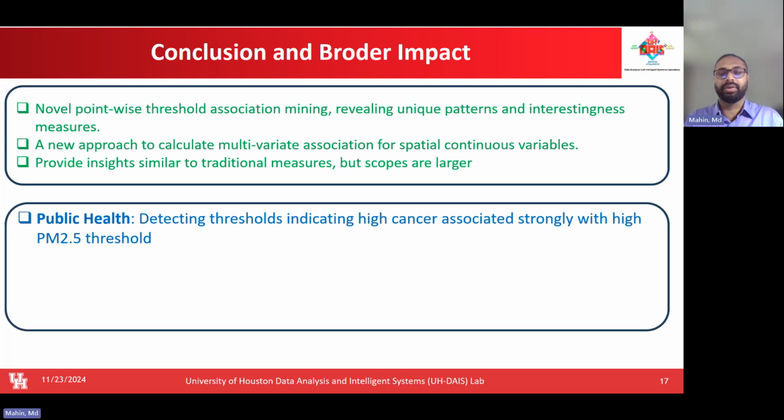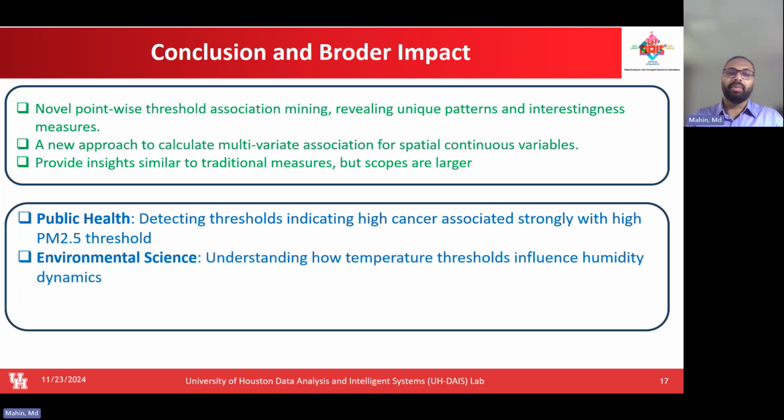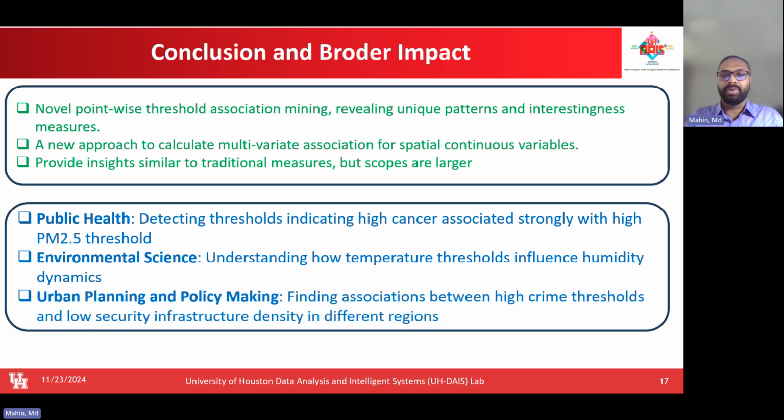For example, our method can be used wherever spatial continuous variables exist, like public health. We can detect whether high cancer thresholds are strongly associated with high PM2.5 thresholds, or in environmental science, whether low temperature is related to humidity, with different high and low humidity dynamics thresholds, or in urban planning or policymaking, for example, whether high crime rate is associated with low security infrastructure density in certain regions.